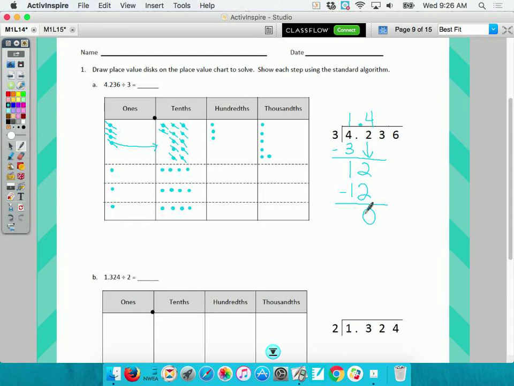Okay? So this is quite simple because I have 3 hundredths that I need to divide into 3 equal groups. That's kind of easy, isn't it? So do I have any left over? No. Okay. So how many are in each group? 1. Uh-oh. I forgot to bring my 3 down when I looked at the hundredths, didn't I?